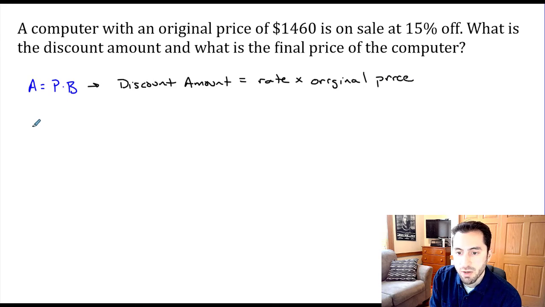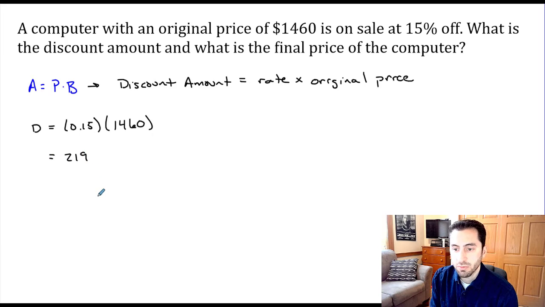So our discount amount, I'll put D for discount, is going to be equal to our rate, our percentage, as a decimal. So 15% is 0.15. And we'll multiply that by the original price of our item, which was $1,460. Doing this multiplication, we end up with a discount of $219. So 15% of 1,460 is $219. This is how much is going to be discounted from the cost of the computer.